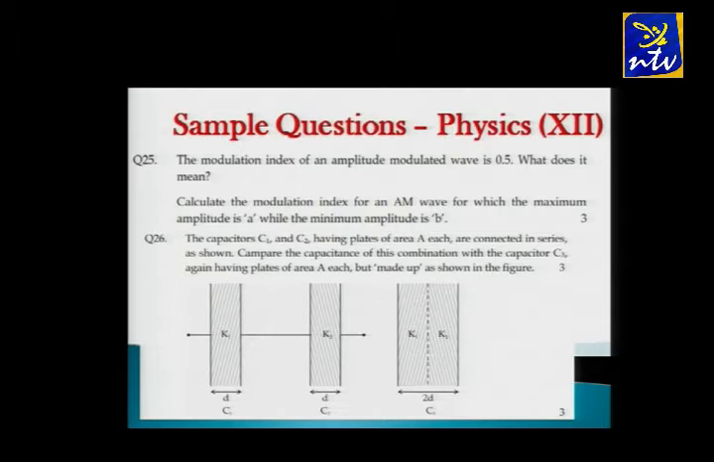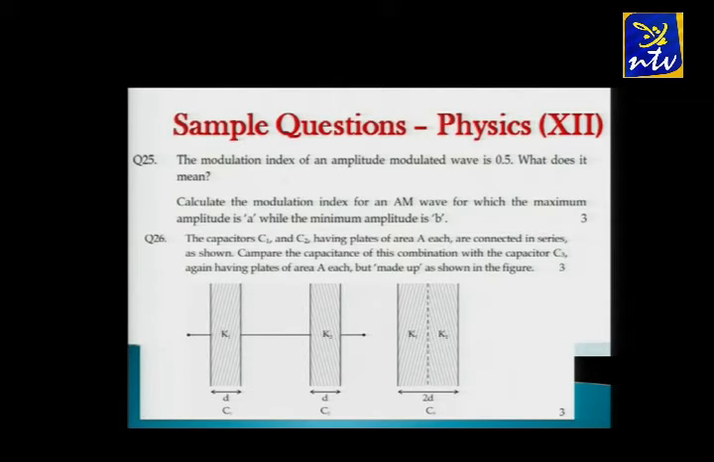The modulation index of an amplitude modulated wave is 0.5. What does it mean? It means the ratio of the amplitude of the modulating signal to the carrier signal is 0.5. That is, Am by Ac is 0.5. All right, and look at the next part.